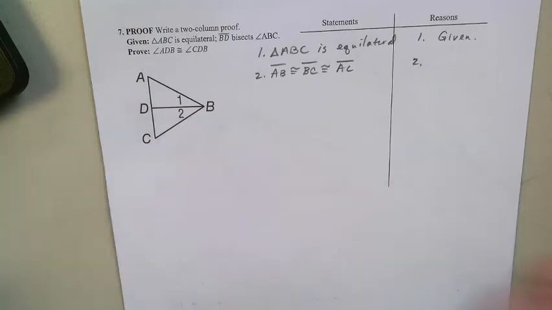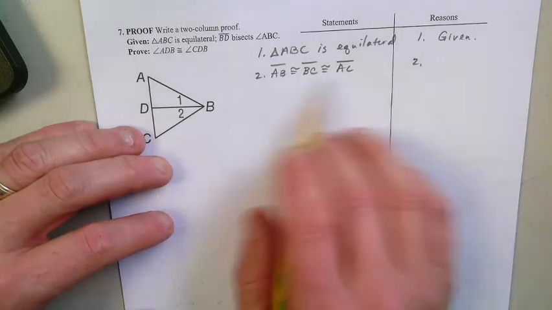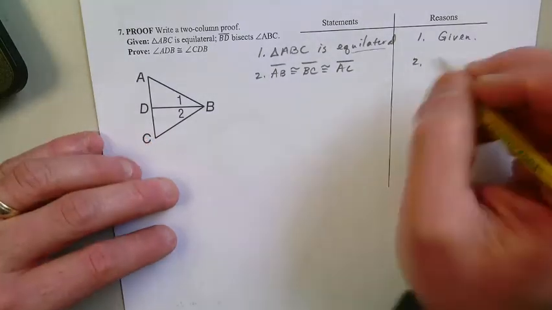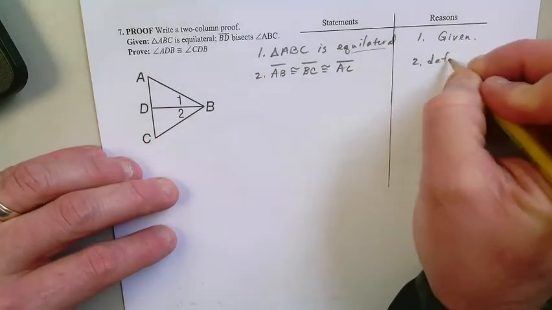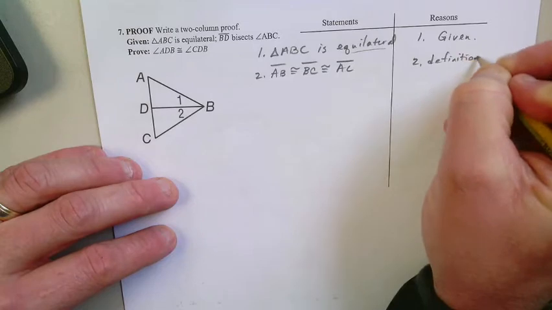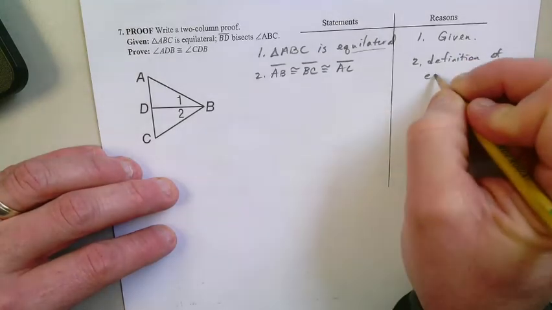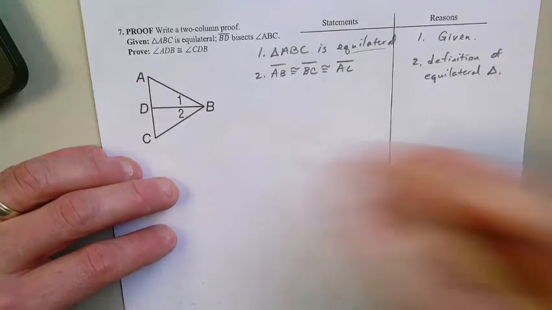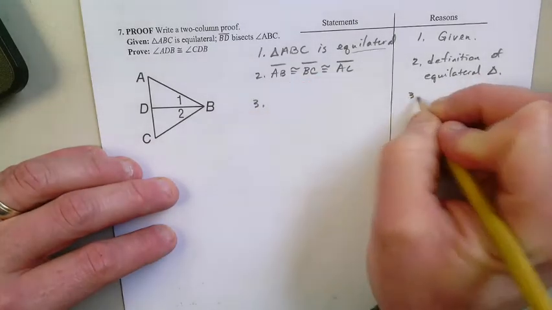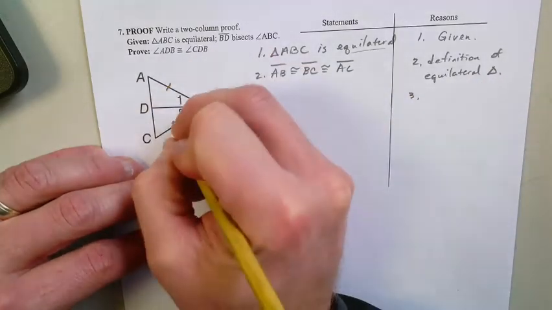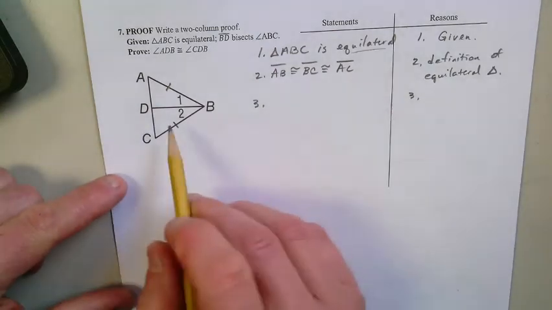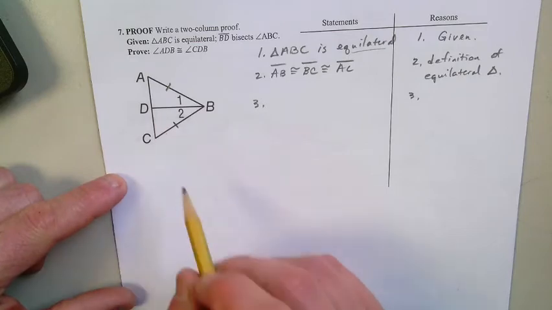I have to remember where I was. So yeah, those segments are all congruent because remember, in an equilateral triangle, all sides are congruent. So I'm going to put down by definition of equilateral triangle. As I mark this out, I'm just going to mark those two sides congruent because that's really what is going to help me prove the triangles congruent if I need to do that.